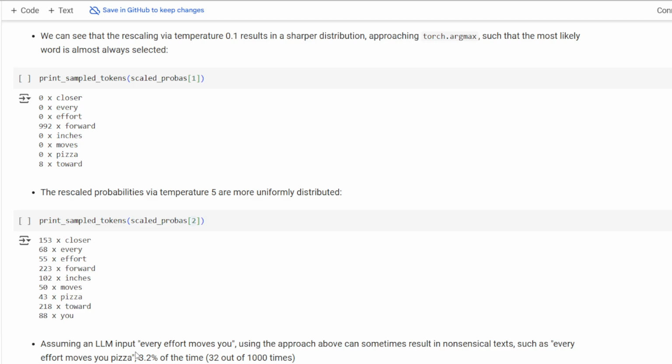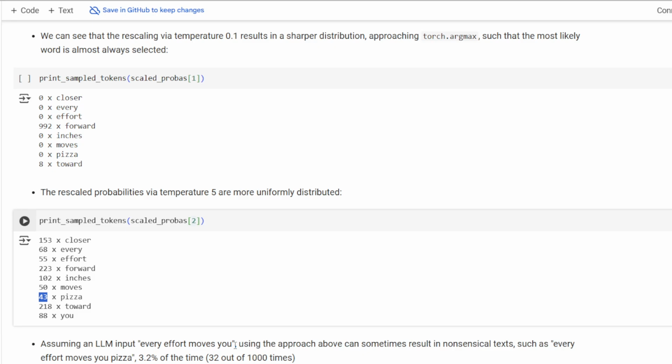So assuming that this is an LLM input, every effort moves you, we see that with this type of probability, with a high temperature scale, pizza actually comes up. Pizza will start coming up here. It's just because of the instantiation, but it will come up like 40% of the time. Every effort moves you, Peter. It becomes very creative, but sometimes very gibberish.